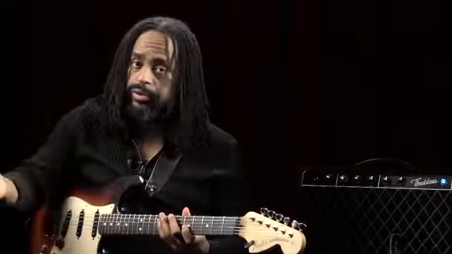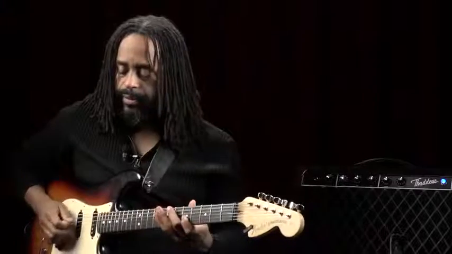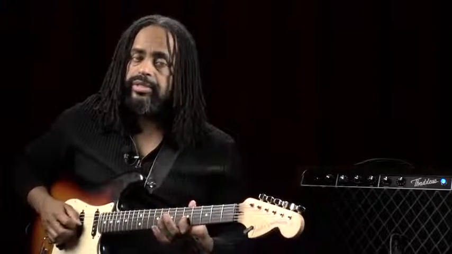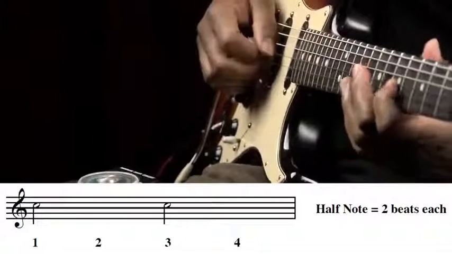Now we're going to subdivide that measure exactly in half, and we're going to play what we call half notes. Half notes last for half as long as a whole note, and they last for 2 beats in the measure. So in the same measure of 4 beats, you can fit 2 half notes, and it's going to sound like this.